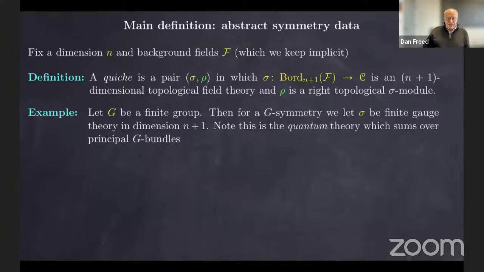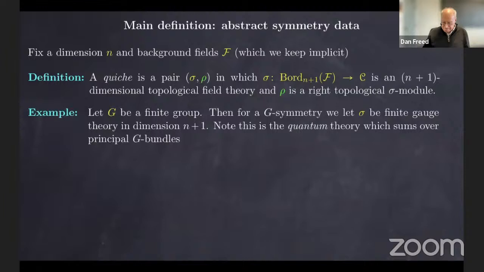Well, sigma is going to be the finite gauge theory, just the gauge theory where we count G bundles. It's the gauge theory in dimension n plus one. And again, the G bundles are not background. It's the theory where we've summed over G bundles. So it's the kind of quantum theory. The G bundle was a fluctuating field and it's summed. So it doesn't appear in the theory sigma.